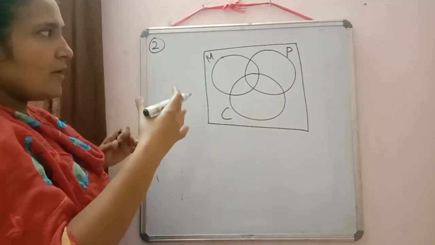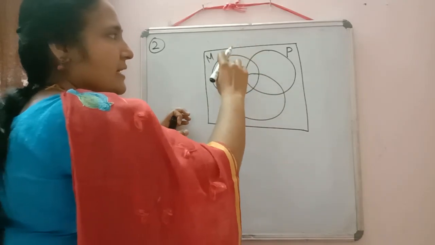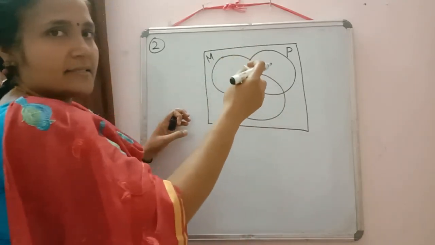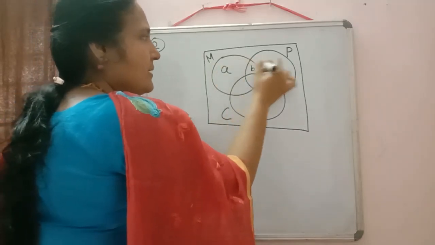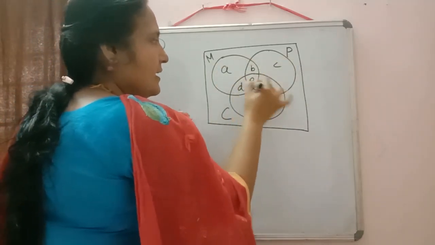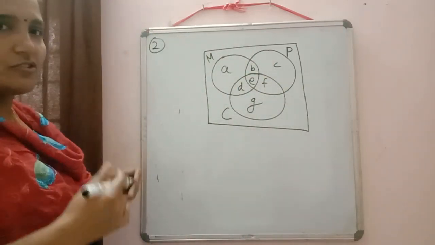These are the 3 subjects we have. When I have drawn the circles in this way, the maths region only, you can check, it is divided into so many parts. So all these we can represent by some letters: A, B, C, D, E, F, G. In this way it will be easy for us to solve.